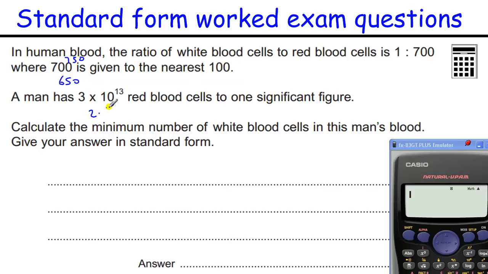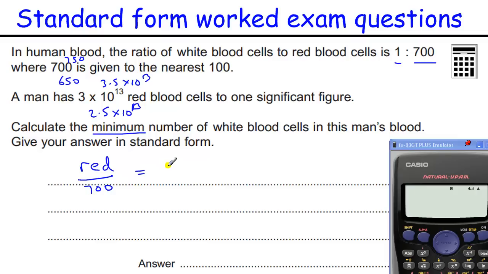could be anywhere between 2.5 times 10 to the 13 to 3.5 times 10 to the 13. We want the minimum number of white blood cells, and to give your answer in standard form. So for every one white blood cell, there are 700 red blood cells. So to find out the number of white blood cells, we need to do the red blood cells divided by the ratio 700. But we want to find the minimum number, so we need to make this calculation as small as possible.